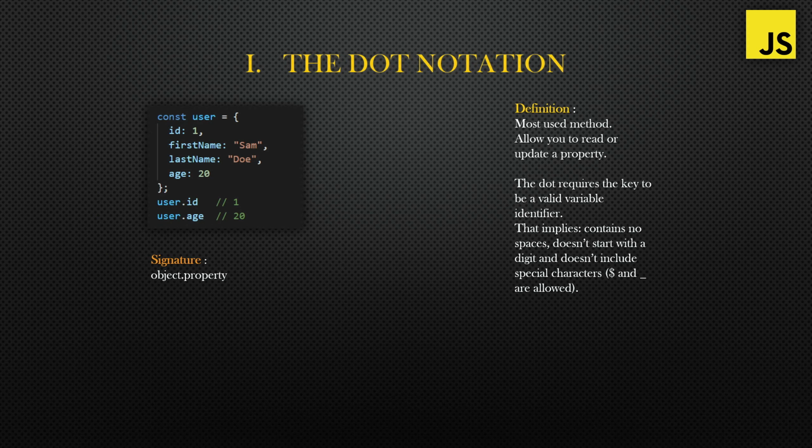The dot notation is the most used method. It allows you to read or update a property. So the signature is simple, object.property, and the dot requires the key to be a valid variable identifier. That implies no space, doesn't start with a digit, and doesn't include special characters, which is the case here. So we will very simply read the value with user.id, which will return 1, or user.age, which will return 20.